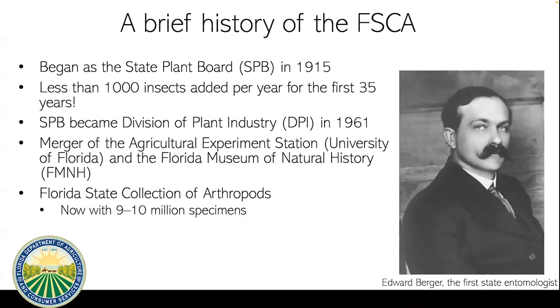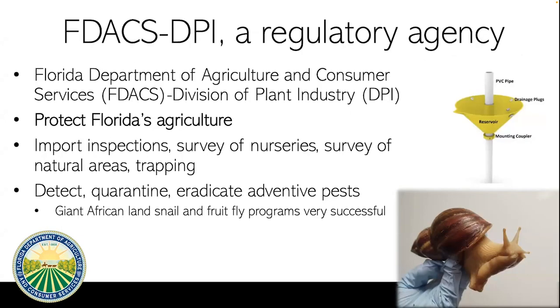So just a brief history of the FSCA. It began as the State Plant Board, and originally the FSCA was built to protect Florida's agriculture. And at first, we didn't really have a lot of specimens being added to the collection, but in the 1960s, there was a big merger of many collections in Florida that resulted in us growing rapidly. And today we have between 9 and 10 million specimens, and you are going to hear more about our collection in the collection tours later on, so I won't dwell too much on this. We have a lot of specimens coming in via import inspection, surveys of nurseries, surveys of natural areas, and trapping. So we're always adding to the collection in that way, in addition to donations from various researchers.